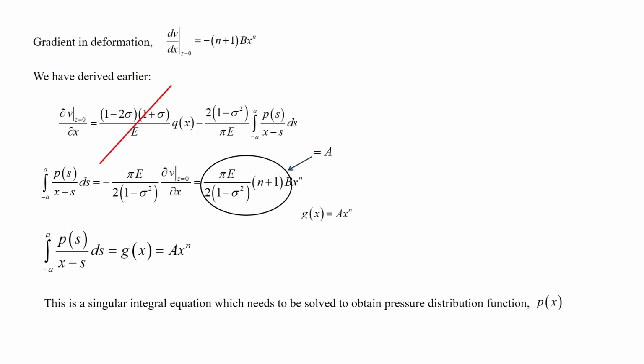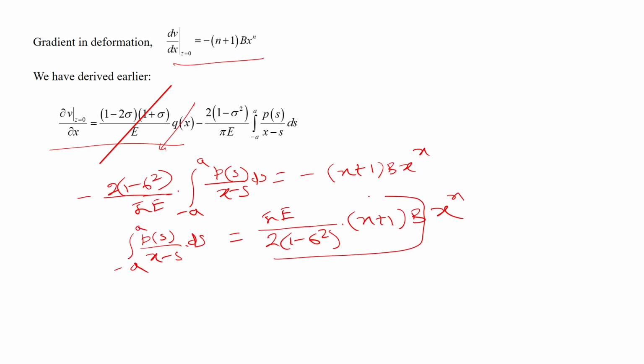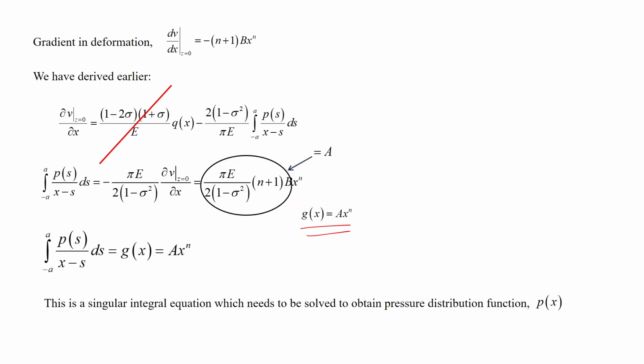So, here p s by x minus s, we can write it in this form, g x is equal to a into x to the power n, where a is equal to this particular quantity pi e by 2 into 1 minus sigma square. This quantity we can write as a, and so therefore, I have here this general expression. Now, here again this is a singular integral, as we can see that s varies from minus a to a. So, at s is equal to x, there is a singularity here. So, this kind of integration has a general solution, and this can be done to obtain this pressure distribution function p of x.